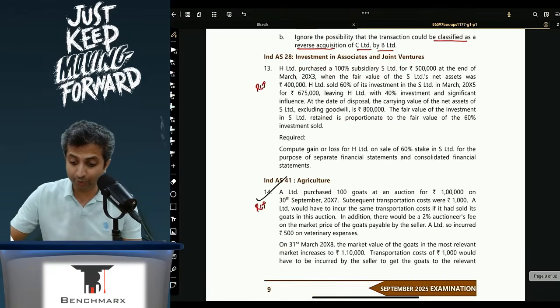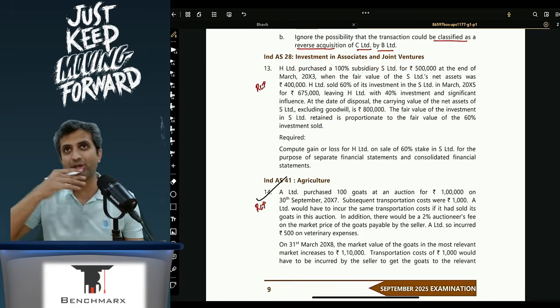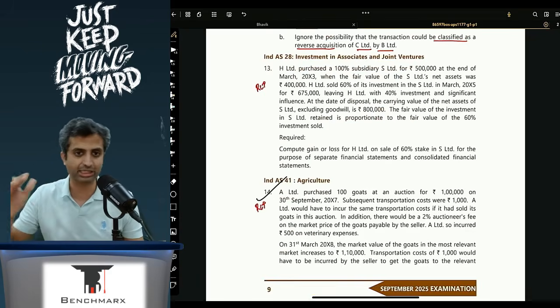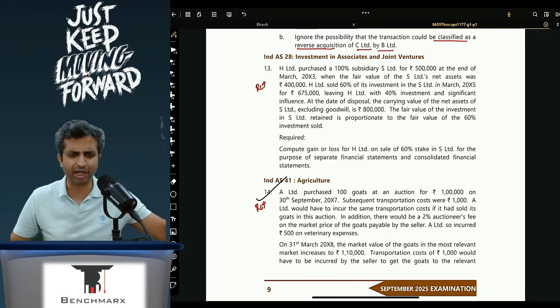Now there is question number 14. This is entirely similar, I think, to question number 8 or 9 of your inventory, the last question, and one of the very good questions where you are purchasing some cattle.